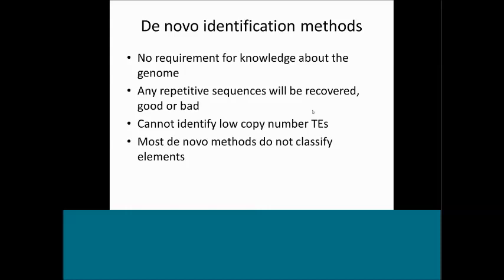The other disadvantage of the de novo method is that it cannot identify low copy number transposable elements, because it's totally based on copy number. Also, most of the de novo methods do not classify elements. So the only thing you know is that it's repetitive and likely a transposon, but you don't know what it is. This increases the uncertainty of the elements you collected.